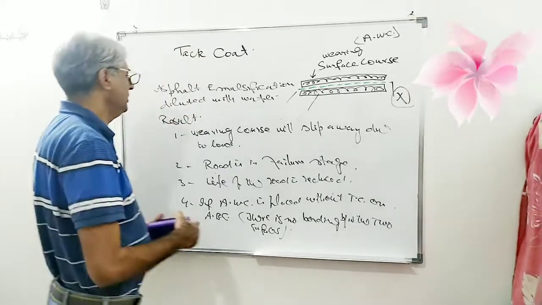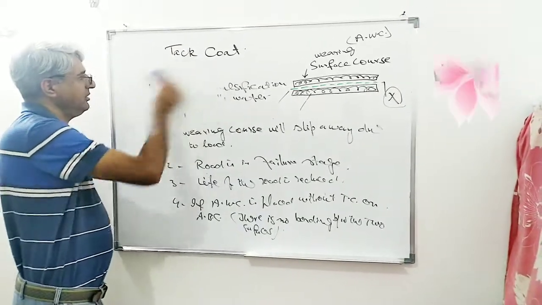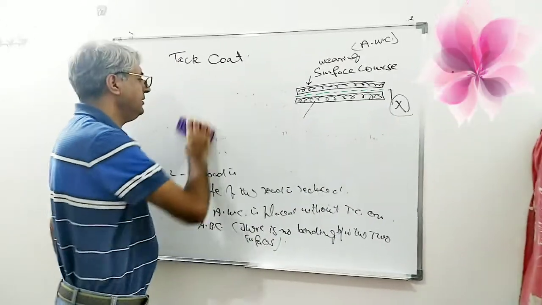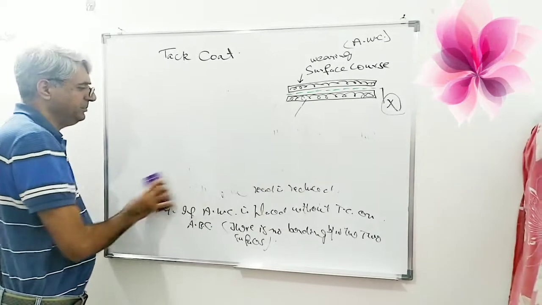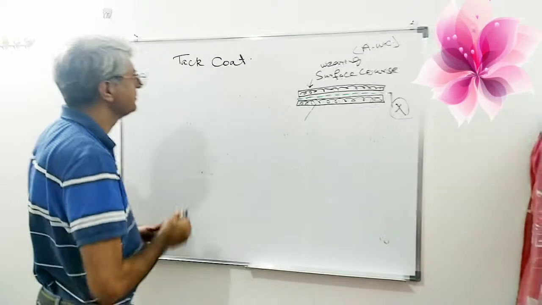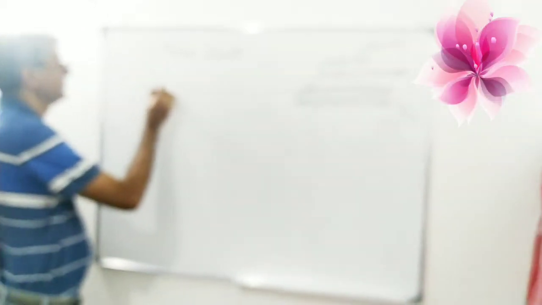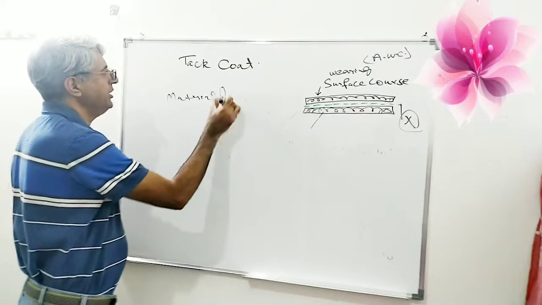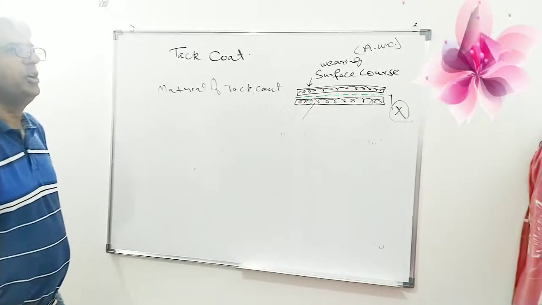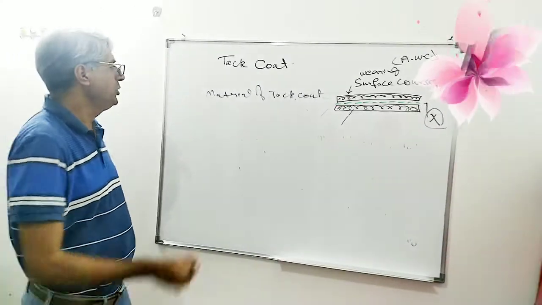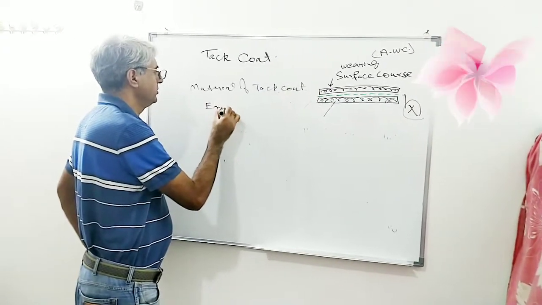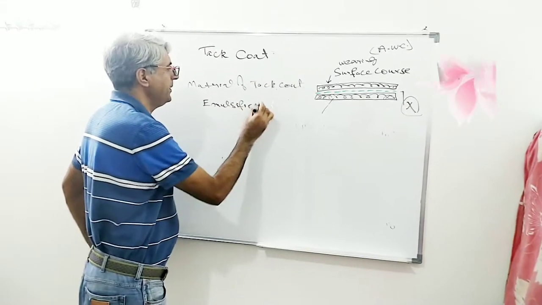Next, after getting this preliminary introduction, this tack coat is a material, basically the material of tack coat. So it is general practice, because it is an emulsified material, emulsified asphalt.